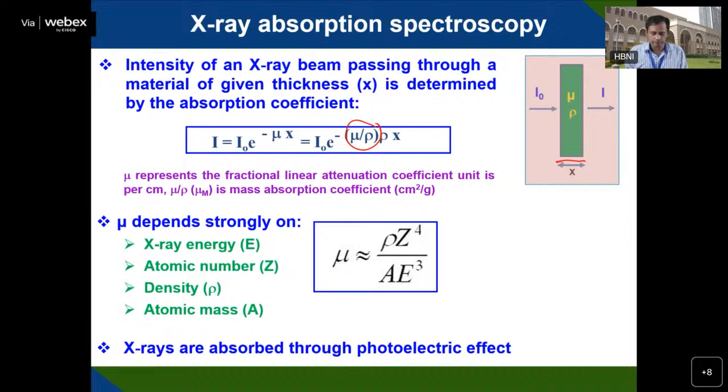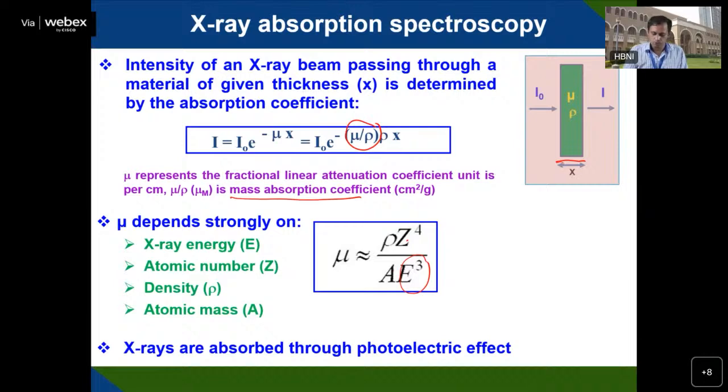The absorption capacity of a material for X-rays is mainly decided by this mass absorption coefficient, and mu by rho is proportional to Z to the power 4 over A E to the power 3. Here E is the X-ray energy, Z is the atomic number, rho is the density of the material, and A is the atomic mass. So this mass absorption coefficient mainly depends on these four parameters.